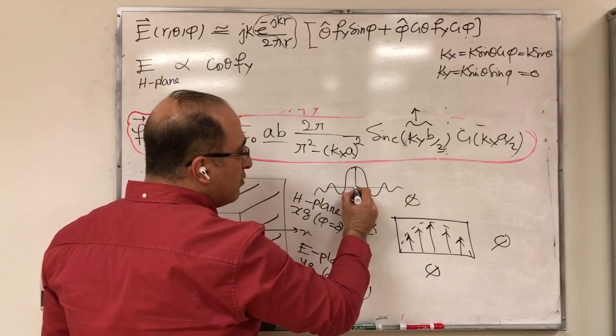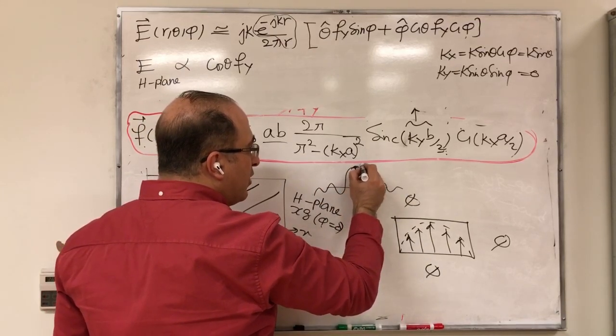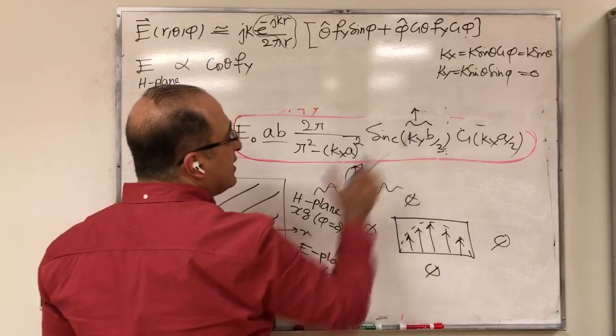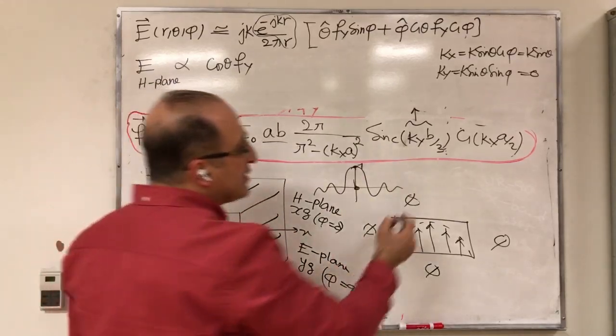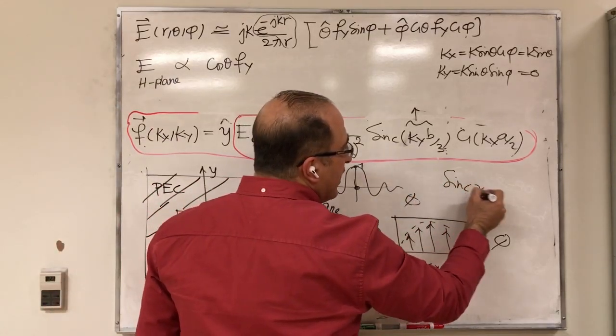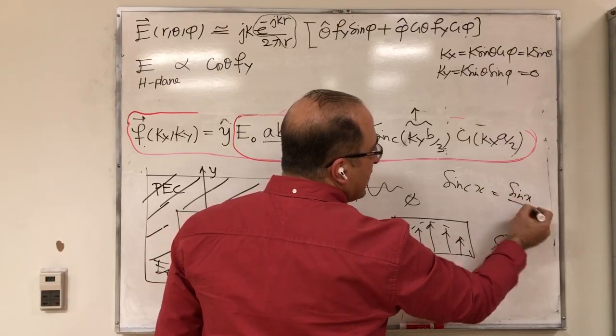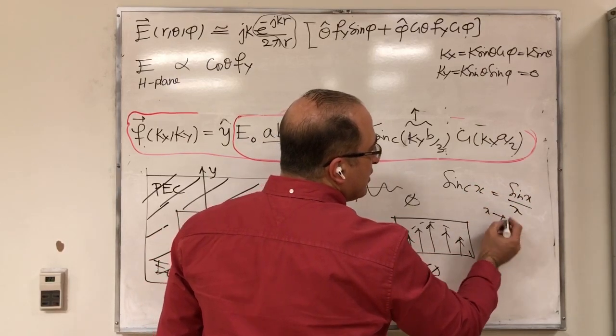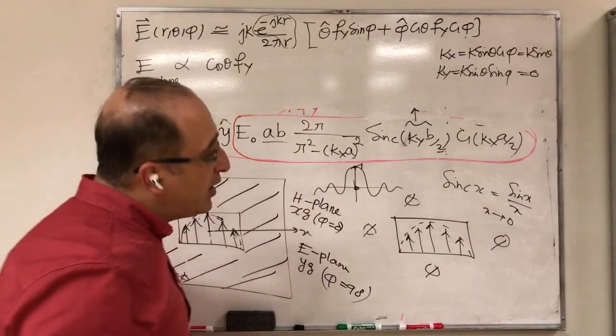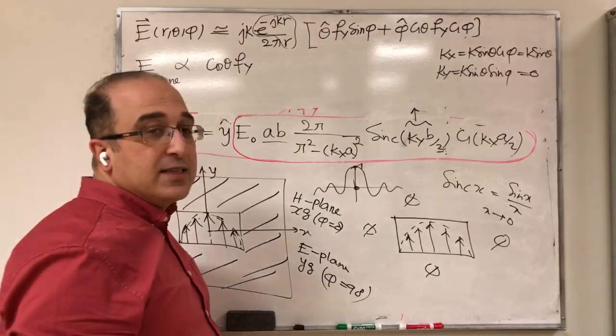This is 0, and then this is 1. So for 0, it's 1. So sinc is 1. And you can also understand it by writing sinc of x as sine of x over x. If x goes to 0, you know that sine of x divided by x is essentially 1.